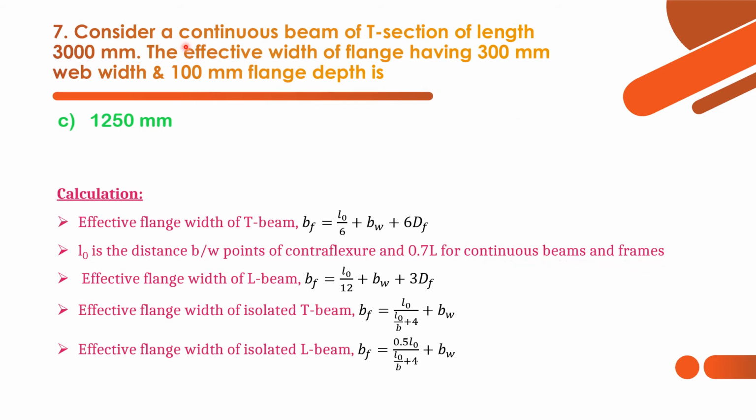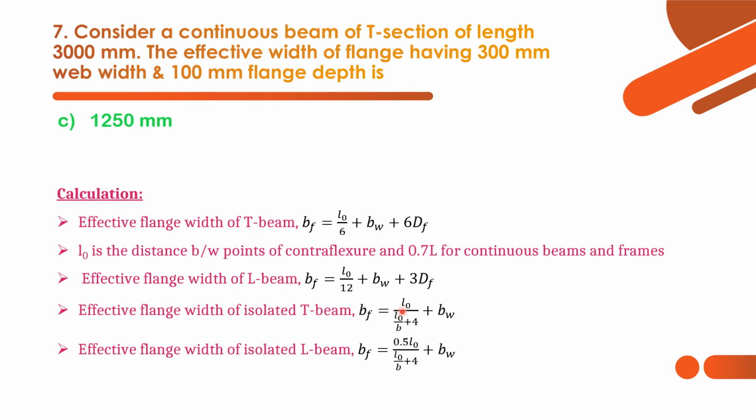Here they have mentioned clearly a continuous beam, so that is why L naught is equal to 0.7 into 3000. So 0.7 into 3000 divided by 6 plus BW, that is 300, plus 6 into DF. DF is 100. Upon substituting all the values, we get the answer as 1250 mm as the effective width of flange, that is BF. This is in the case of a T beam.